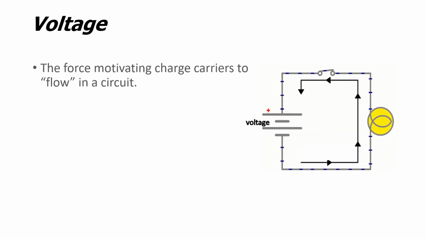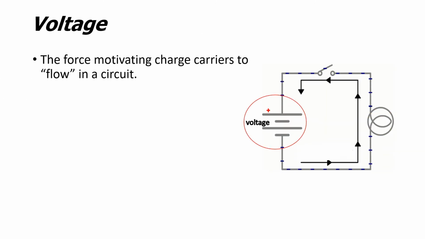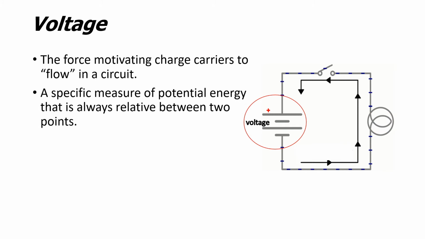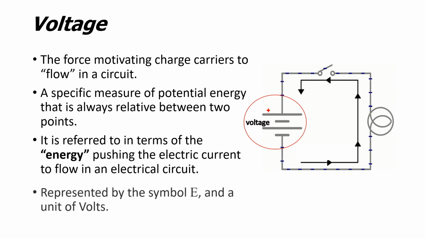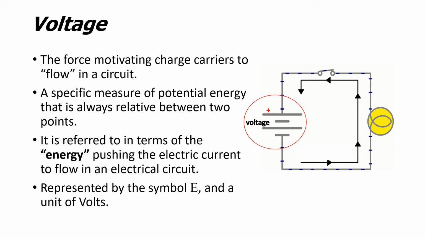On the other hand, the force motivating charge carriers to flow in a circuit is called voltage. Voltage is a specific measure of potential energy that is always relative between 2 points. It is referred to in terms of the energy pushing the electric current to flow in an electrical circuit. It is represented by the symbol E and has a unit of volts.